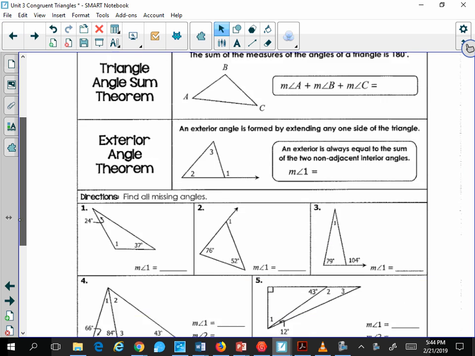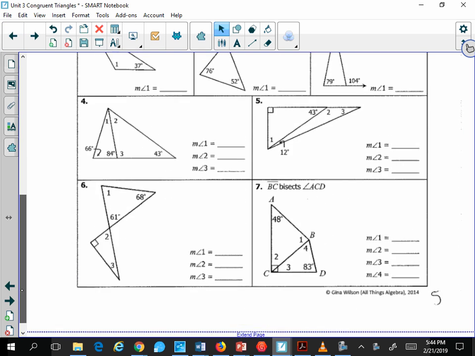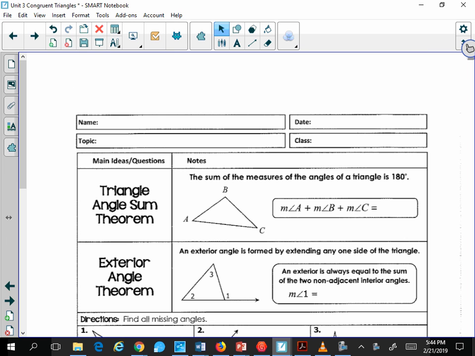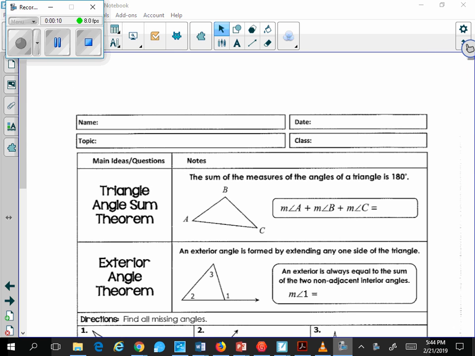So today let's take a look at page 5 in your packets.